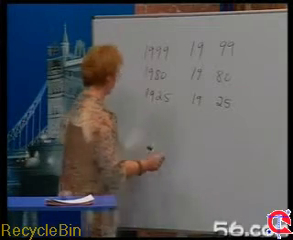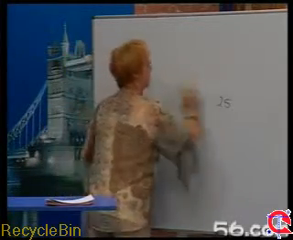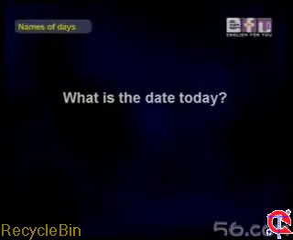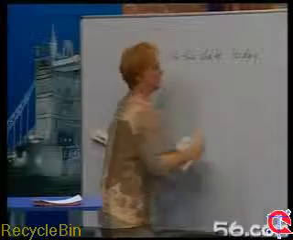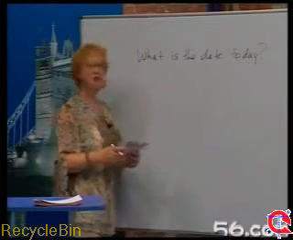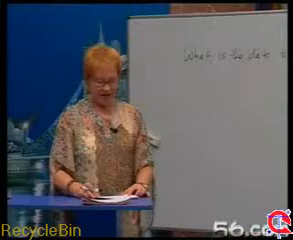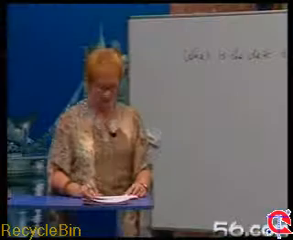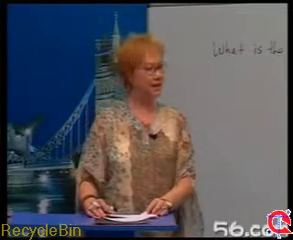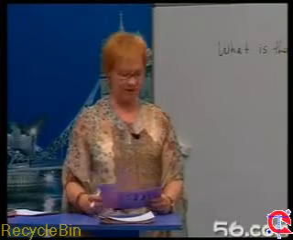All right. Now, here is a new question. What is the date today? What is the date today? So let's practice. Ali, what is the date today? It is March 5th. Now, tell me the complete date. It's Wednesday, March 5th, 2003. All right. Isabel, what is the date tomorrow? It is Thursday, March 6th, 2003. Good. And Susan, yesterday? Tuesday, March 4th, 2003. All right. Very good.